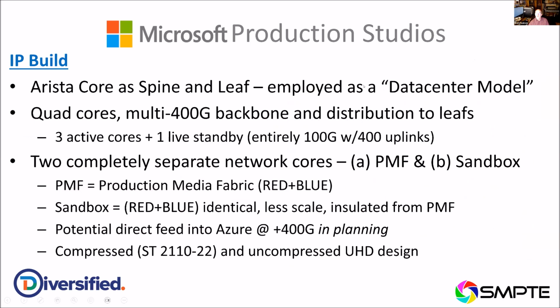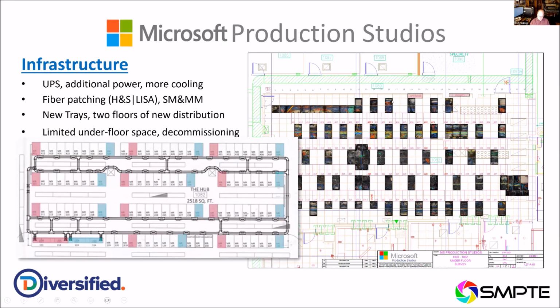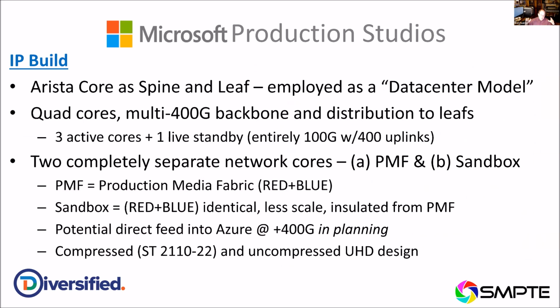The IP build, as I said earlier, was the data center model. Three quarters of the system is functional. The last quarter of the system is redundant or resilient to the resilient systems already. There were quad cores. We did a sort of cursory sample of various IP facilities around the world. I think we found one other facility that had quad cores, and they weren't near the extensibility that this is, but we didn't ever get to talk to them to find out why they did it that way. It's a multi 400 gigabit backbone and distribution to leafs, and these switches can be upgraded to 800 gig. 3 active cores and 1 live standby. It's entirely 100 gig with 400 gig uplinks to and from various switches.